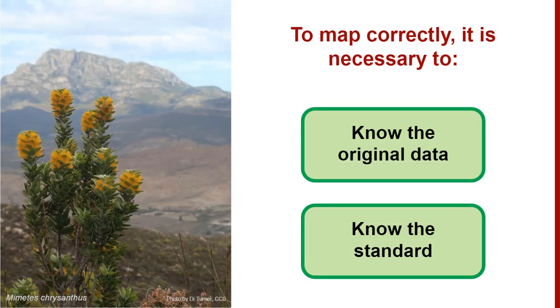To map correctly, it is essential to know the original data, that is, what each field means, what type of data they contain, what those data refer to, and to know the standard, the definitions of the terms in the standard, and which are the requirements for each term.